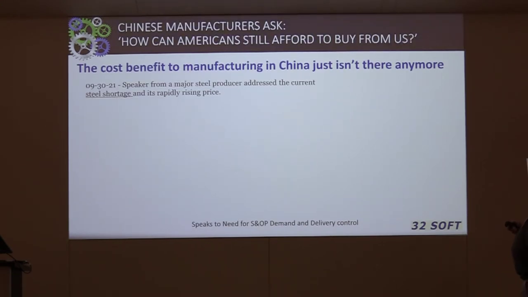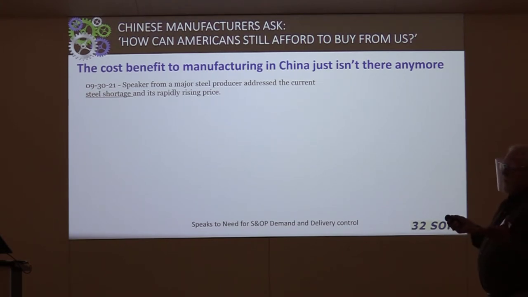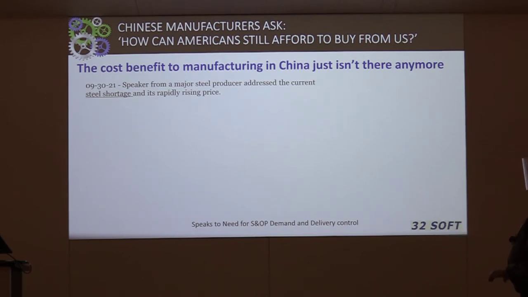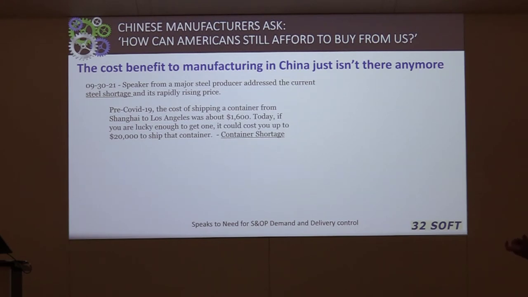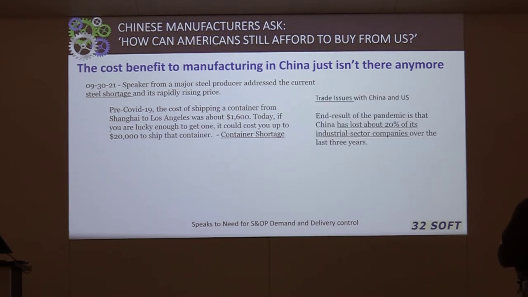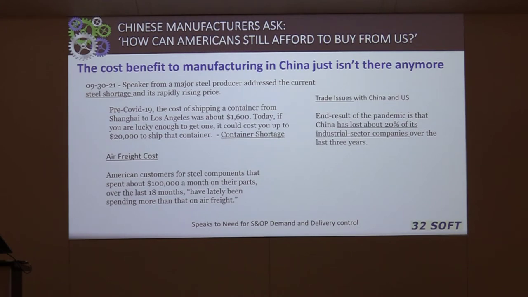I ran across this other article from Industry Week, and the speaker was talking about China. China was where we got our product from. Pam mentioned today that we get a lot of our product from China. Before COVID, we were paying $1,600 for a container. Now it's almost up to $20,000 a container to get a product into the U.S. The pandemic has hit China big time, in addition to us. 20% of their industrial sector companies have gone out of business. So what happens when the air freight to get product in, you can't get it in a ship, you pay companies that were spending about $100,000 a month on their parts 18 months ago are now spending more than that just on air freight.